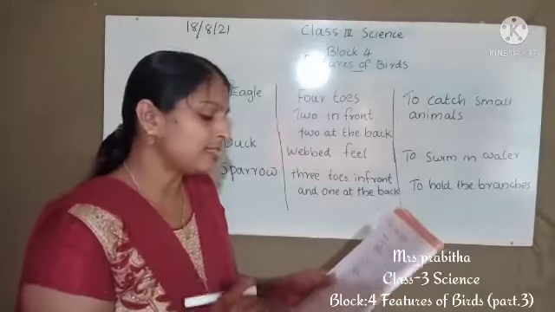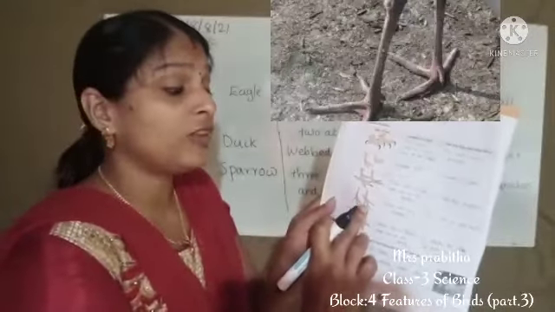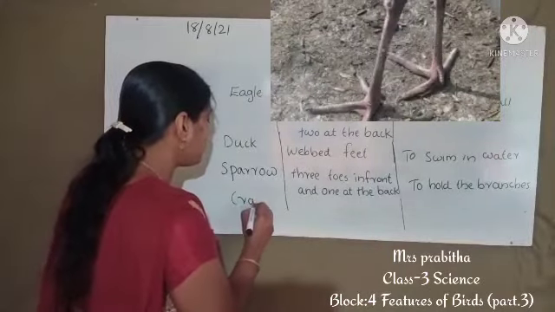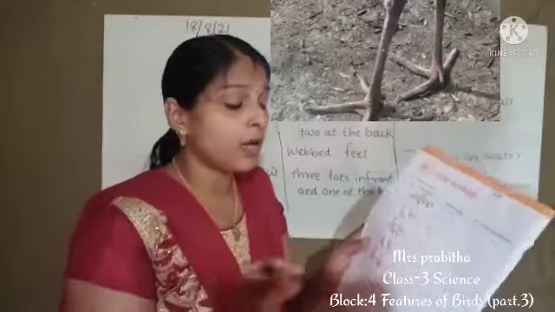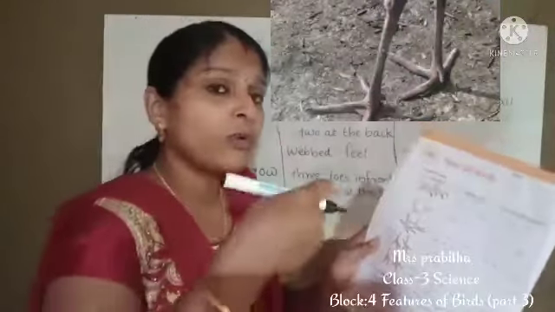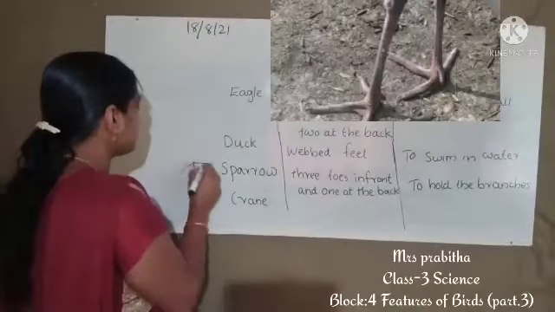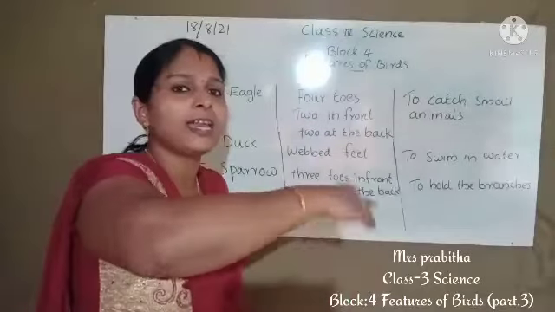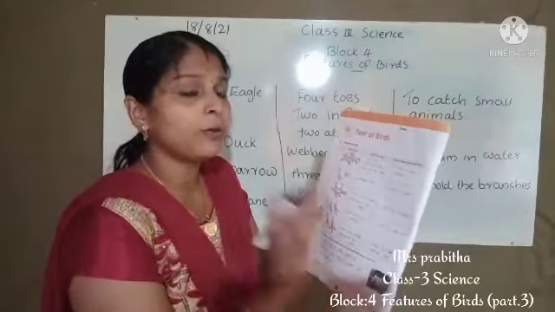Okay. The next one, it is the feet of crane. Okay. How is the feet of crane? Yes, crane has 4 toes. How are those 4 toes? These 4 toes are spread. Like this it is spread. 4 toes are spread. They can be found in different directions. How does it help the bird?